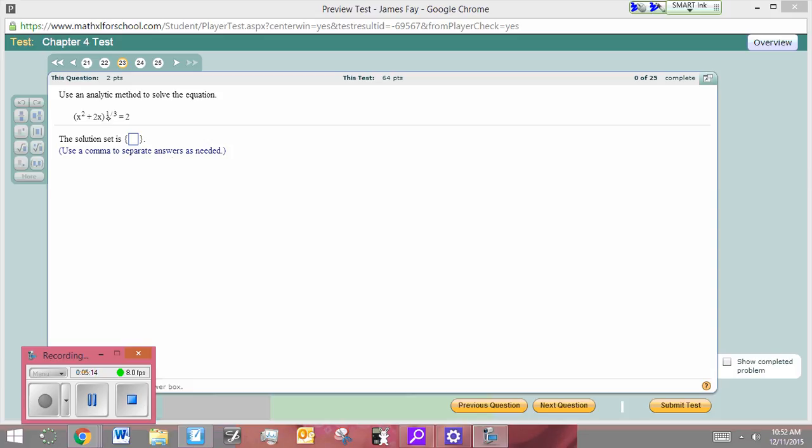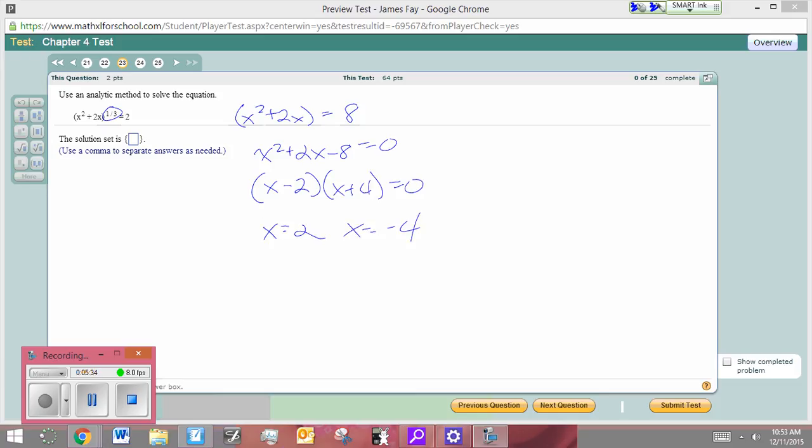This one, we're going to cube both sides to get rid of that 1/3. So when I cube it, I get x squared plus 2x. Cube 2, I get 8. So now I have x squared plus 2x minus 8 equals 0. That's going to be x minus 2, x plus 4 equals 0. X is 2, x is negative 4.